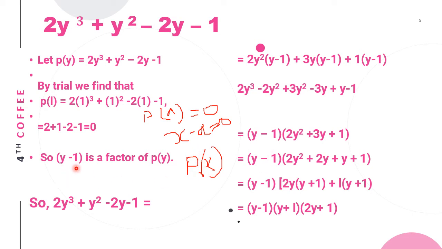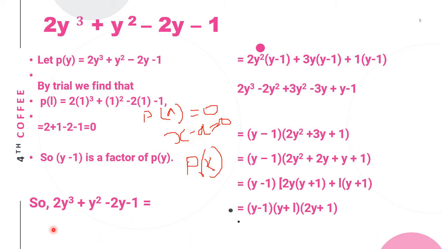But you have to remember that when you are taking P of 1, you will have y minus 1, not y plus 1. So don't forget that. If here it is P of 1, then you have to write here minus 1. If here it is minus 1, then you have to write here plus 1. If here it is 2, then you have to write here minus 2. If here it is minus 2, you have to write here plus 2. That is factor theorem. See, if it is A, then we write minus A.